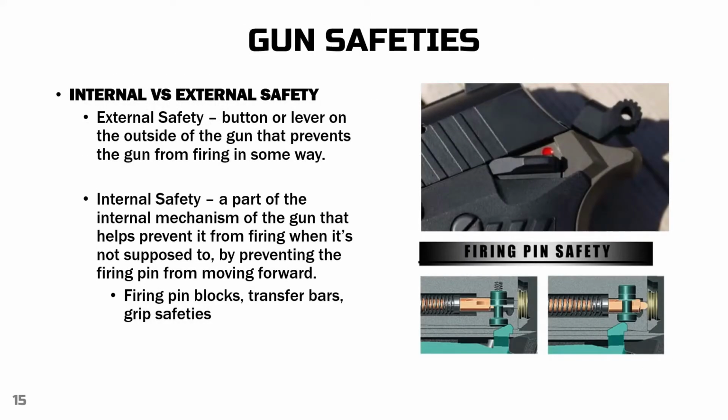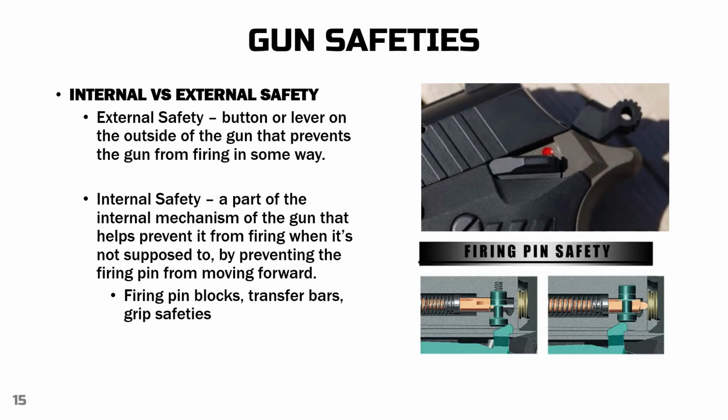Gun safeties. This is a very important part of Firearms 101. We have internal and external safeties. So you might not always be able to see a safety on your firearm. External safeties, of course, are the most visible. It's a button or a lever on the outside of the gun that prevents the gun from firing in some way, usually denoted by S or F for safe and fire, or a red dot for danger, like fire.